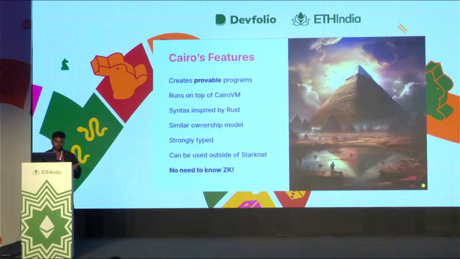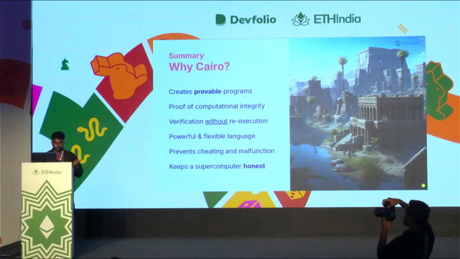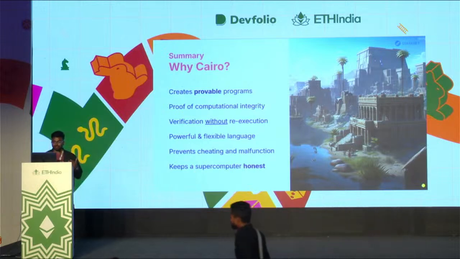So the 5 features of Cairo: it creates provable programs, runs on top of Cairo VM, and its syntax is very similar to Rust, inspired by Rust. It has a similar ownership model if everyone knows about Rust. It's strongly typed, it can be used outside of Starknet as well, and you do not need to know anything with respect to ZK over here. Just reiterating: it creates provable programs, proof of computational integrity, verification without re-execution. It's a powerful and flexible language, prevents cheating and malfunction, and keeps a supercomputer honest as well.